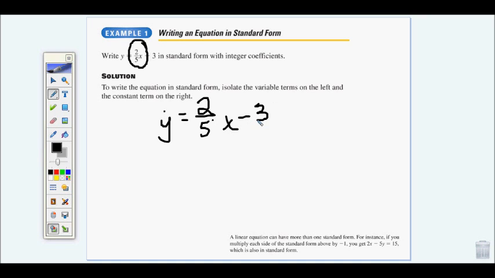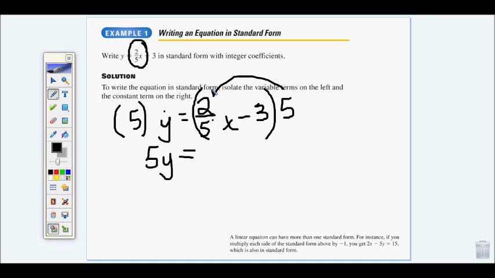We want to make sure that we can get rid of the fraction. To get rid of the fraction, I'm going to multiply both sides by 5. That will give my left side 5y, and then when I distribute the 5 to both of the terms on the right side, I will get 2x minus 15.